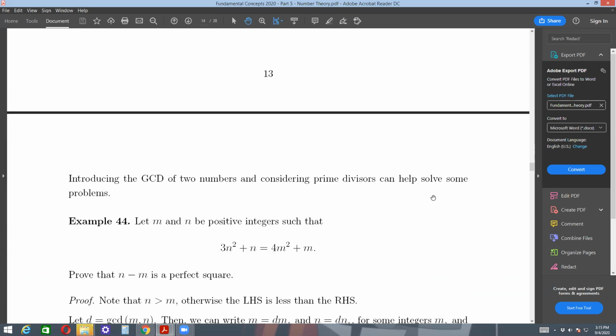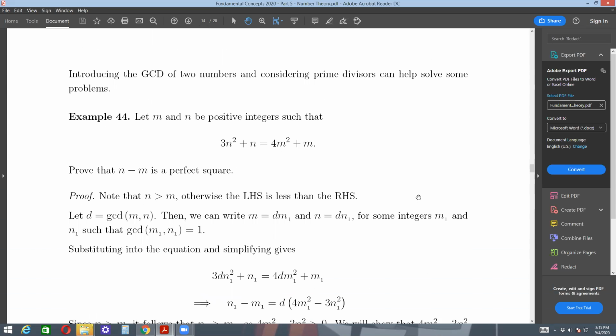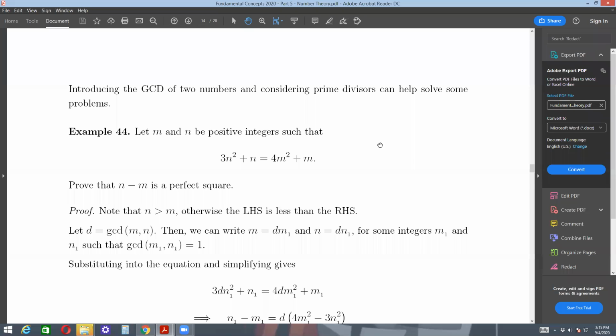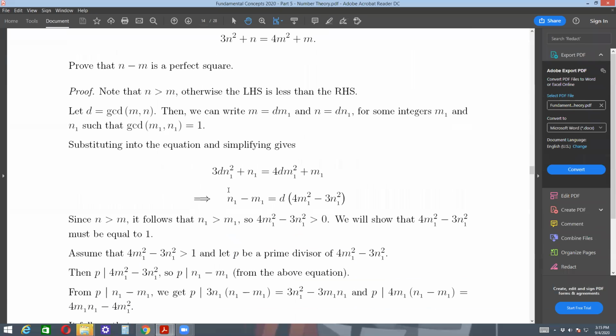All right, so that's it for that example. Oh, this is another one that shows you how you can use the GCD, right? I didn't realize this was here either. So m and n are positive integers such that this equation is true. Prove that n minus m is a perfect square.